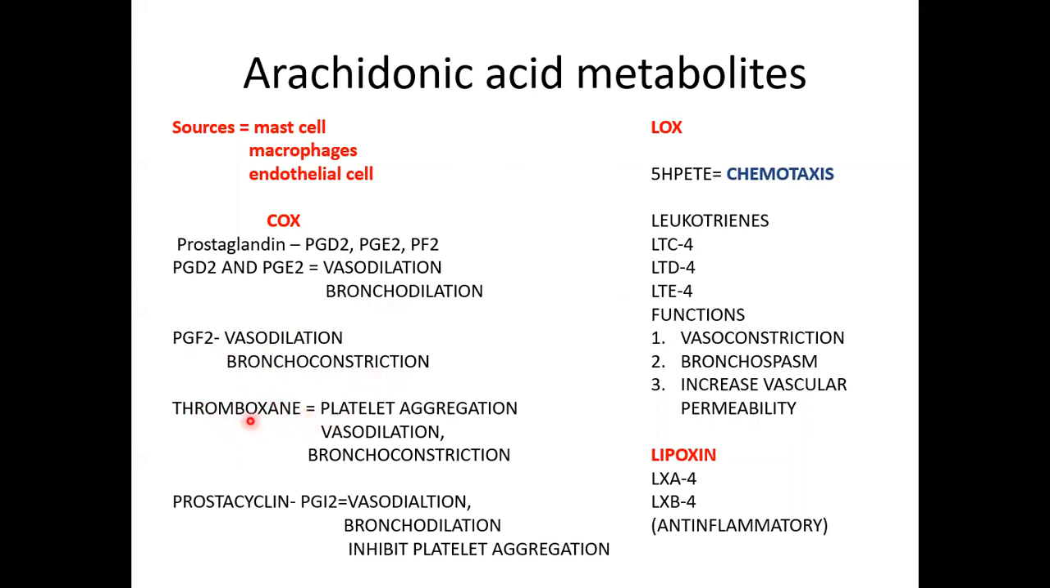Thromboxane promotes blood clotting, that is, platelet aggregation. It also causes vasodilation and bronchoconstriction. Prostacyclin also causes vasodilation and bronchodilation, but it inhibits platelet aggregation, that is, it inhibits blood clotting, whereas thromboxane stimulates platelet aggregation. Then the LOX pathway: 5-HPETE.